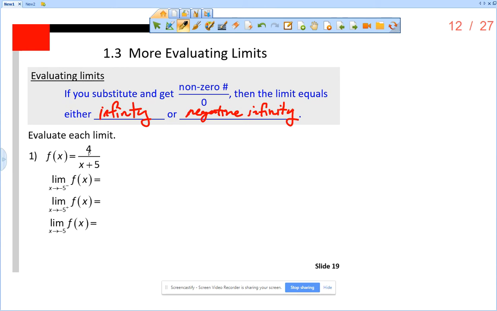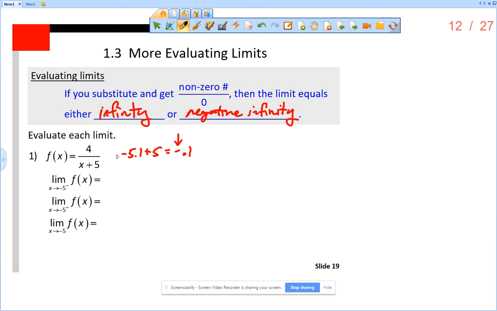So let's take a look at what that means. Let's say we have this function, f of x equals 4 over x plus 5. So what is the limit as x approaches negative 5 from the left? All right, so now imagine plugging in a number to the left of negative 5. What's a number to the left of negative 5? How about like negative 5.1? If I add that to 5, I get negative 0.1. Now, the key is that I get a negative number, right?